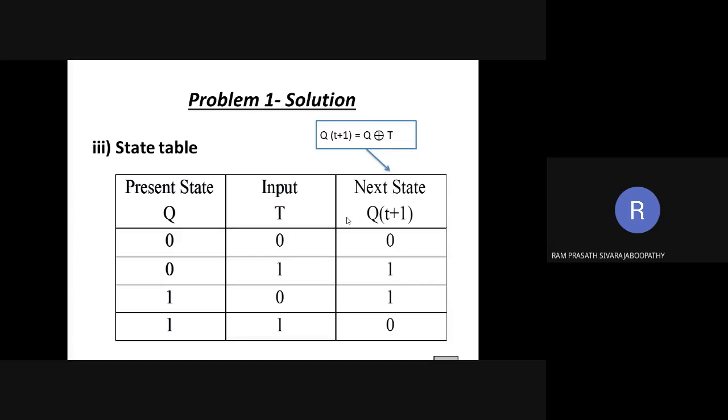Clear? As I am having only a single flip flop, we can have only two states, either 0 or 1. So present state, input, அதுக்கு next state என்ன வரும்? Is it clear up to this for all of you? Yes or no? Or else I will repeat one more time.